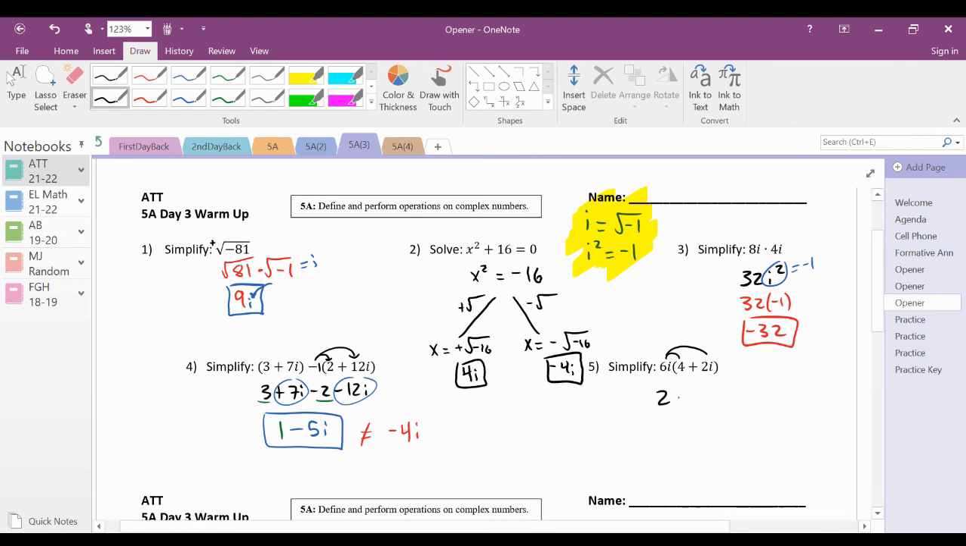6i times 4 is 24i, plus 6i times 2i is 12i squared. We know that's not quite good enough because of that i squared equaling negative 1. So now we're looking at 24i plus 12 times negative 1, or 24i minus 12. You can also think of that as negative 12 plus 24i if you're wanting to write that real number first, followed by the imaginary number.